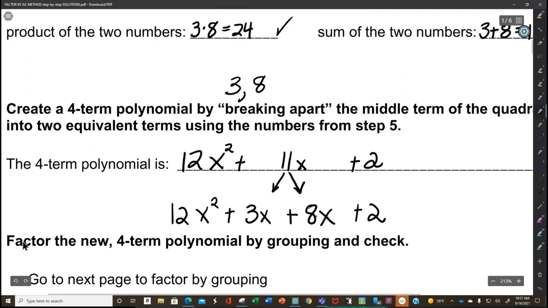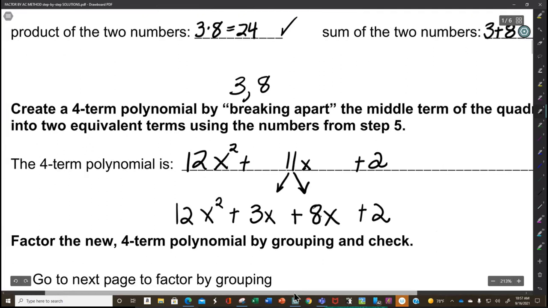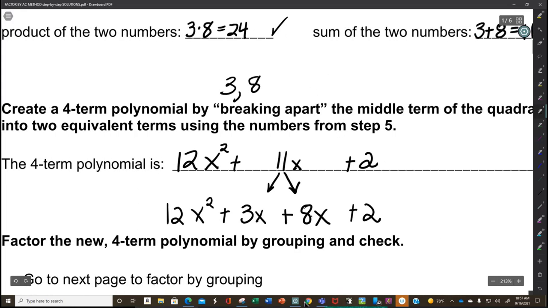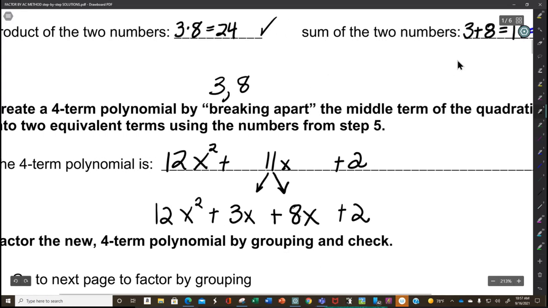And this is a step that's totally different. What is this? Step six, totally different from yesterday. The reason we use these numbers, 3 and 8, is because the middle term has to split apart into two terms that when you combine them, they equal the original middle term. So the first term stays the same, the last term stays the same. The middle term splits into two parts using these numbers.